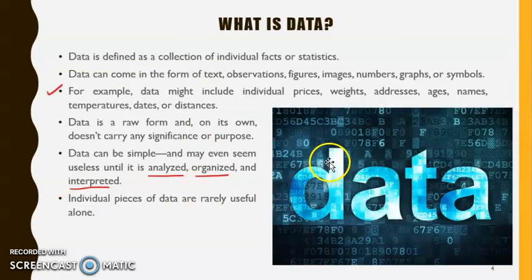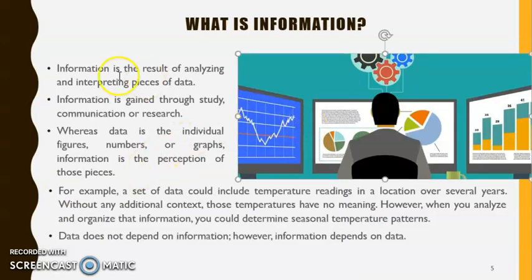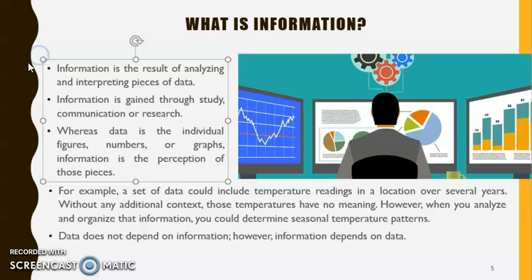So this shows a journey from data to information. When you do some sort of processing on data, information is on the other side. There are some delicate points that I'm gonna discuss all of them with you. As you can see in the first bullet, it says information is the result of analyzing and interpreting pieces of data.